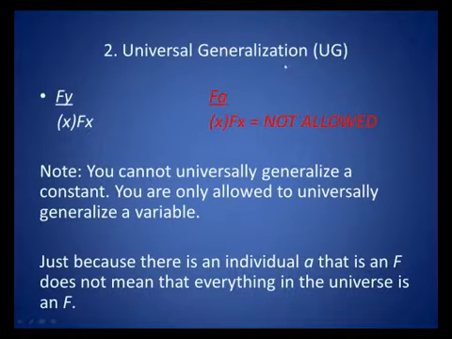So when you're doing universal generalization, never, ever, ever can you go from a constant to a quantified variable. What you can do, though, is go from one variable to a quantified variable. Remember, again, our variables are lowercase x, y, and z. So if I have fx, I can go to for all x, fx, or for all x, fy, or for all y, fy, or for all z, fz. In this case, I have an fy, and I went to for all x, fx. If I wanted to, I could have gone to for all y, fy. But just don't forget, you cannot universally generalize a constant. You are only allowed to universally generalize a variable.